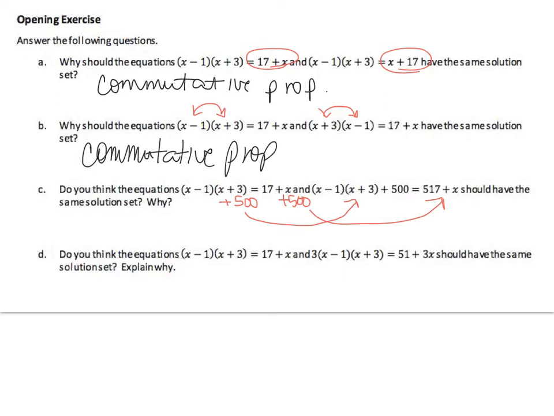D, do you think the equations (x minus 1)(x plus 3) equals 17 plus x, and 3 times the quantity (x minus 1)(x plus 3) equals 51 plus 3x have the same solution set? If I do 17 times 3, I get 51. So all I did here was multiply the left by 3 and the right by 3. So yes, we should get the same.